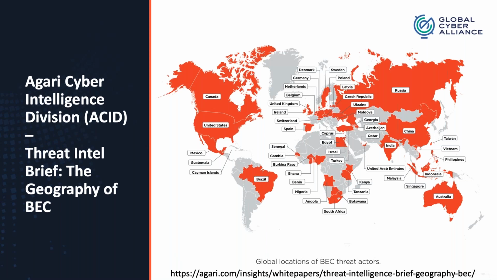This was provided by Agari. It's in their Cyber Intelligence Division report. I highly recommend you read this report. It is actually very good. It gives you a lot of information about BEC, their locations, and even breaks it down in terms of what the top locations are. Interestingly enough, it actually ends up being Nigeria. You wouldn't think that it would have reduced, but it ends up actually being in that area.